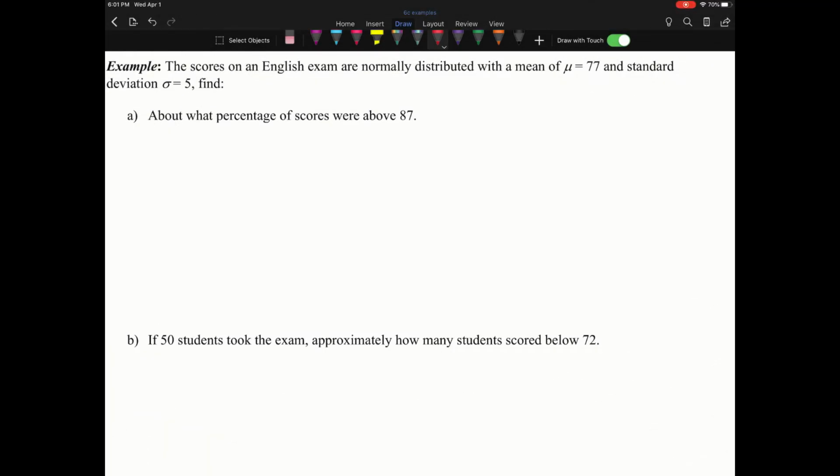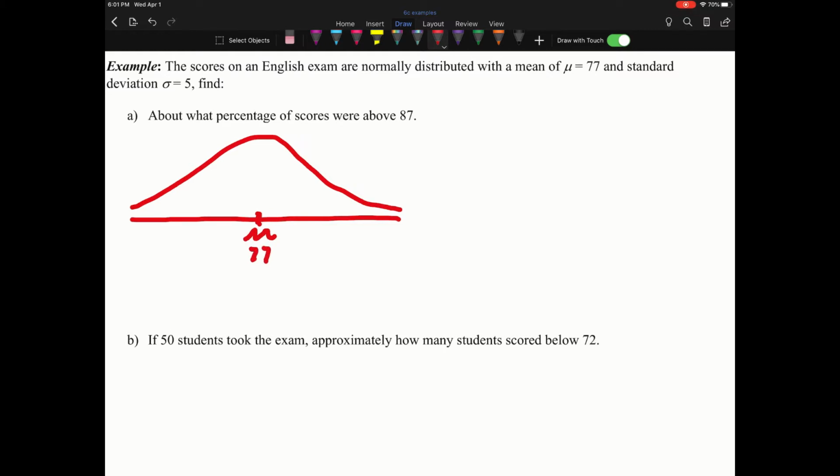To find what percentage of scores were above 87, let's consider the distribution under the bell curve. So we know it's a normal distribution, and for any normal distribution, the mean is in the center of the distribution. So we have mu, which is 77, in the center. We also know that if we add one standard deviation to the mean, so we have mu plus sigma, that is 77 plus 5, the result is then 82. So we have that mu plus 1 sigma equals 82.